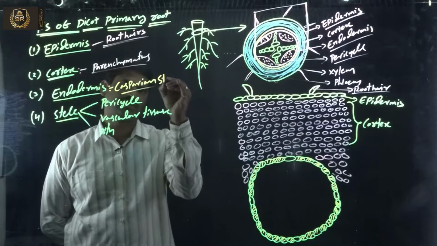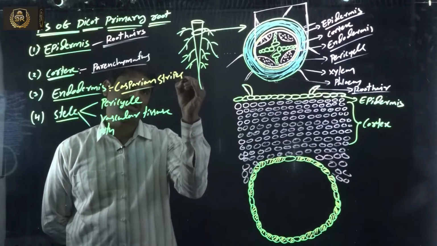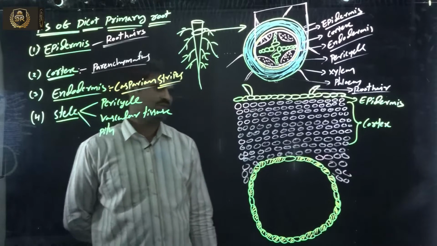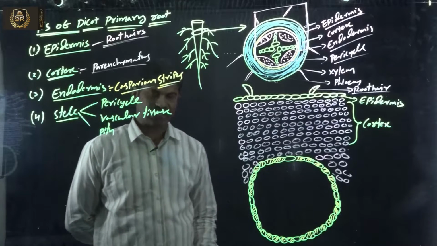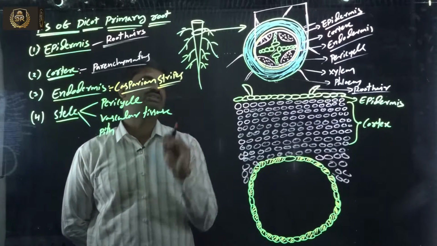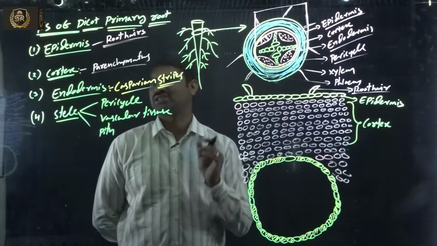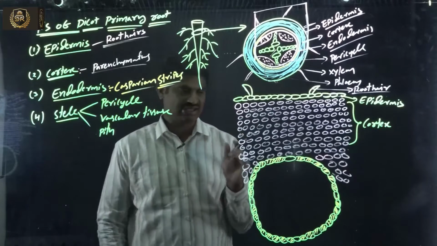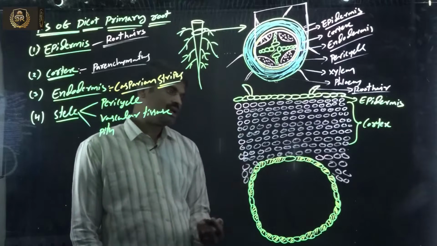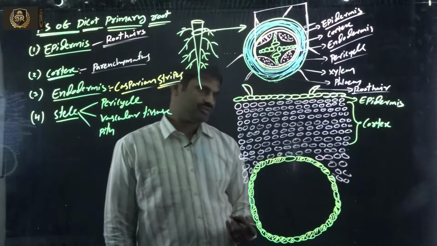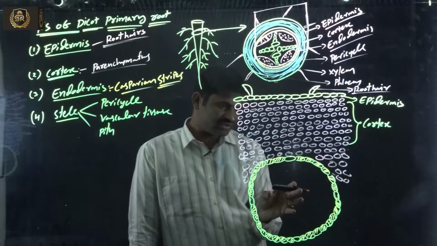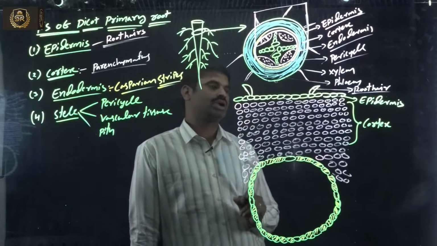Strips. Casparian strips present. Without Casparian strips, the cells are called passage cells. Main function: prevention of leakage of water from the stele to the cortex region.